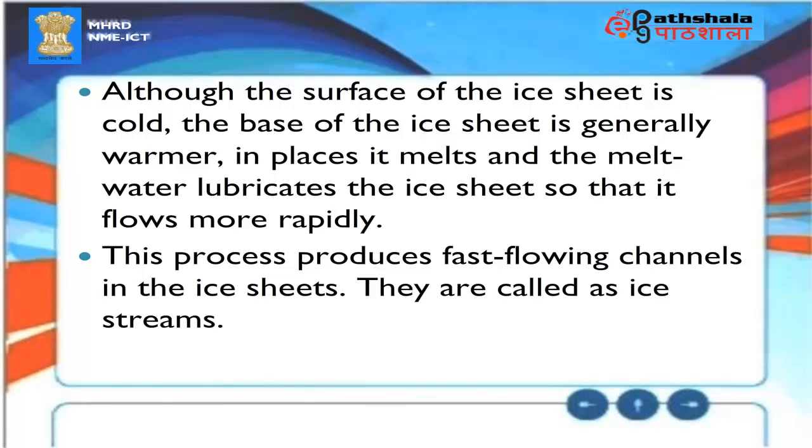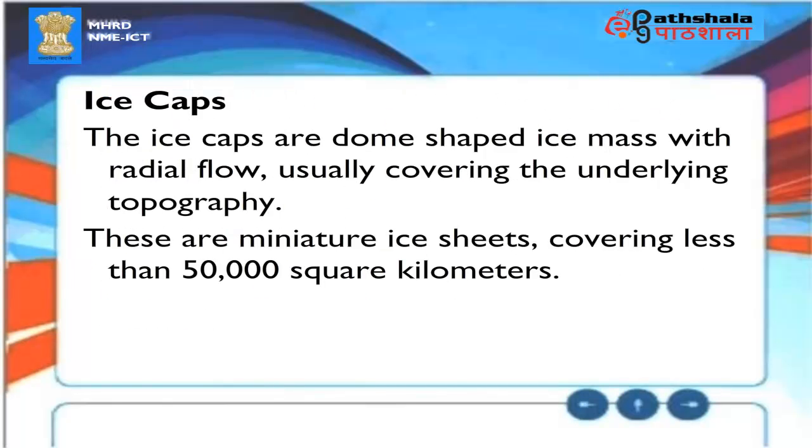Although the surface of the ice sheet is cold, the base of the ice sheet is generally warmer. In places it melts, and the meltwater lubricates the ice sheet so that it flows more rapidly. This process produces fast-flowing channels in the ice sheets. They are called ice streams.